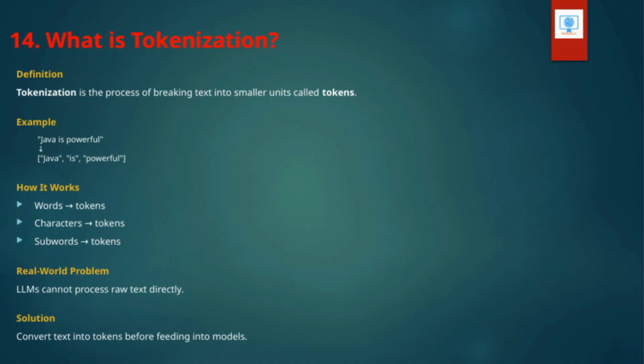So, in summary, tokenization is a fundamental step that bridges raw text and machine understanding, making it a key part of the overall language processing workflow.